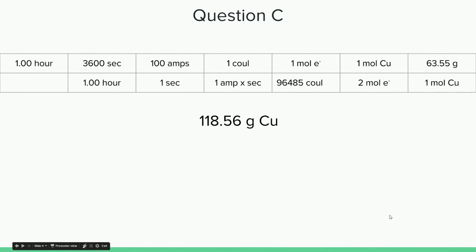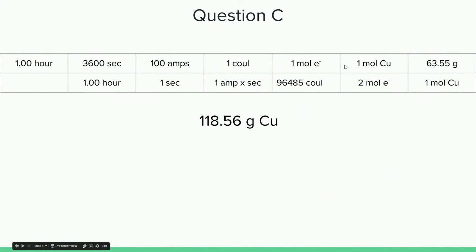Question C asks us to calculate the maximum mass of Cu that can be deposited by a direct current of 100 amps. To start out, we put 1 hour on top, and we have to get this into seconds. So 1 hour is equal to 3,600 seconds. Then you multiply that by 100 amps, and 1 amp times 1 second is equal to 1 coulomb.